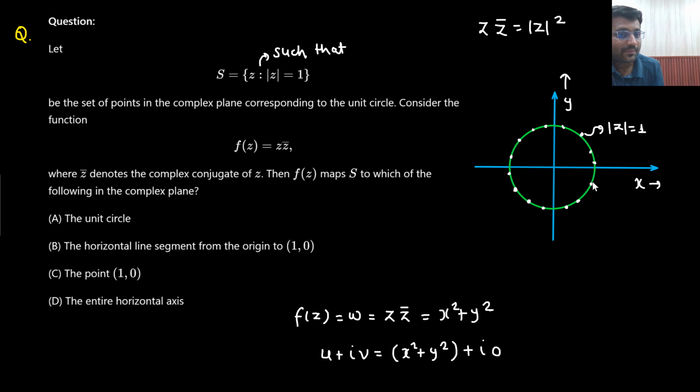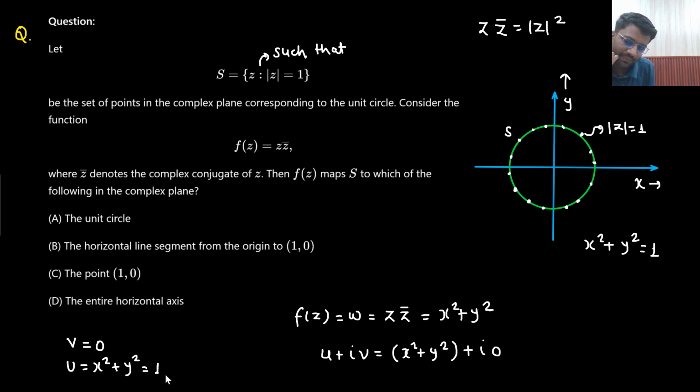Now these are the points of set S. So what are we given? We are given that x square plus y square equals 1. So from here, v equals 0 and u equals x square plus y square, which equals 1. That means the value of v is coming out to be 0 and the value of u is coming out to be 1. That's it.